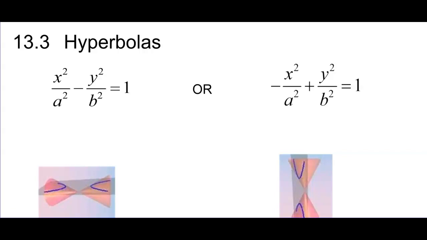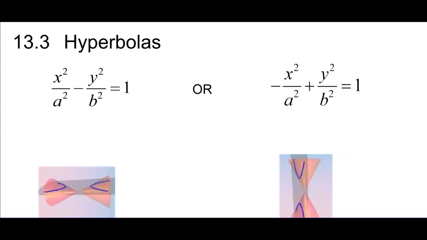So our last conic section is hyperbolas, and as you can see at a glance, the equations for hyperbolas look really similar to the equations for ellipses. The only real difference is there's this extra minus sign floating around in the equation. That makes a pretty big difference.